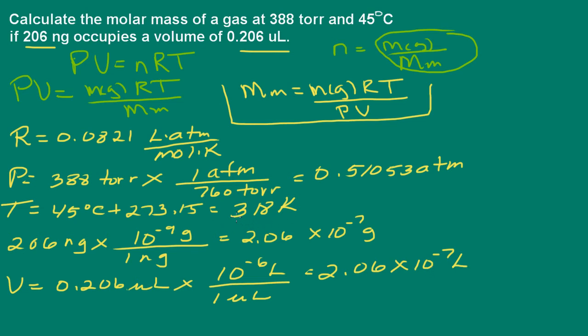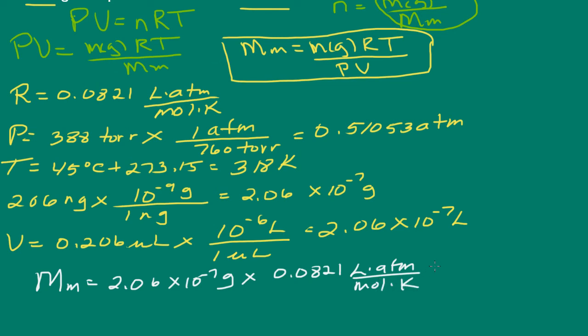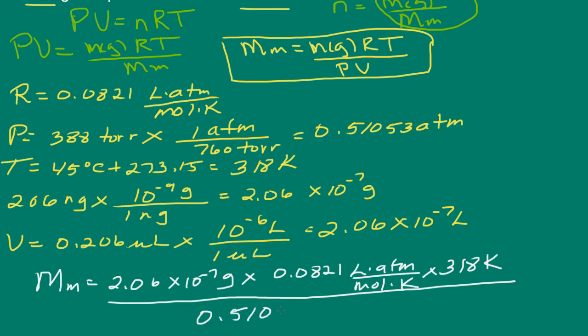Okay, so everything's converted. We have the appropriate units, so now we just plug these values into our equation. Our molar mass is equal to the mass in grams, which is 2.06 times 10 to the negative 7 grams, multiplied by R, 0.0821 liters atmospheres per mole per Kelvin, and then multiplied by the temperature, which is 318 Kelvin. Then we divide all of this by the pressure and volume. The pressure is 0.51053 atmospheres, and our volume is 2.06 times 10 to the negative 7 liters.